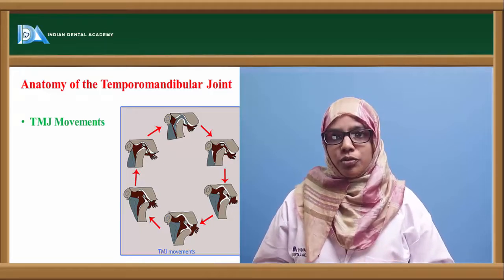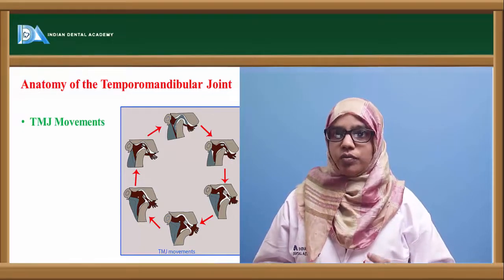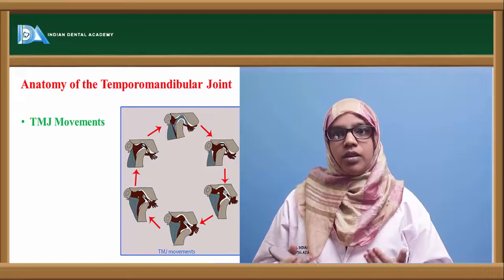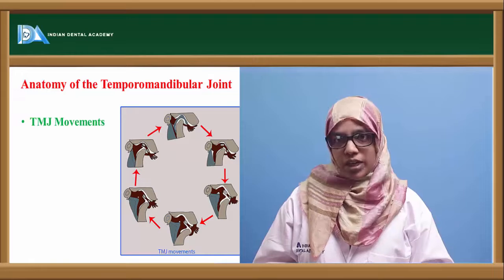When you're doing a protrusion of your mandible, this is because of the simultaneous contraction of both the lateral and medial pterygoid muscles. When you're doing retraction of the mandible, it is mainly because of the posterior fibers of the temporalis muscle.